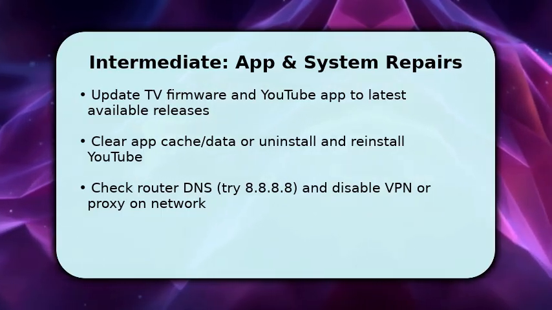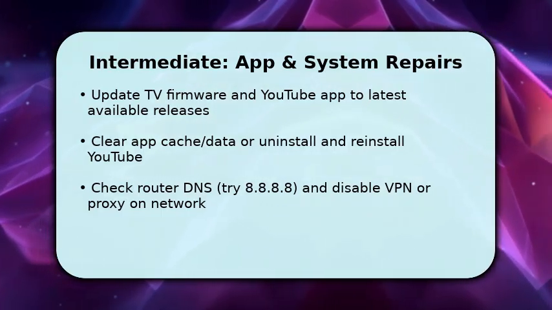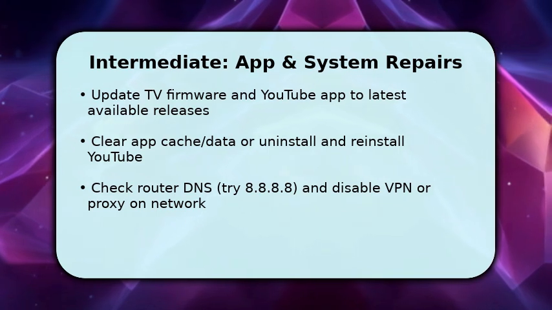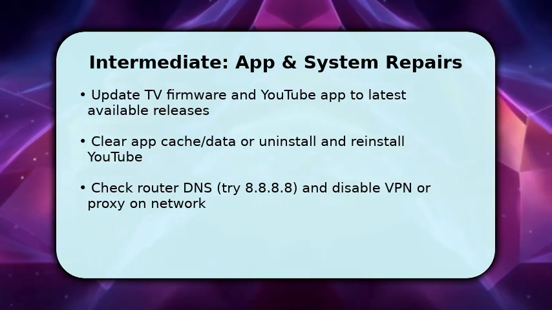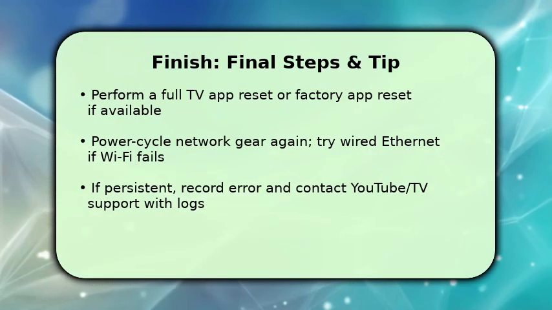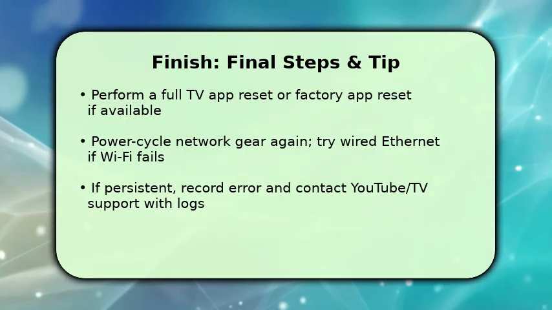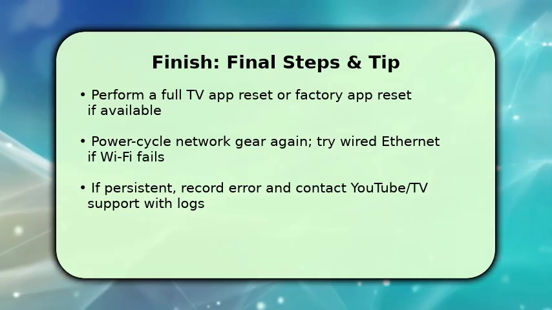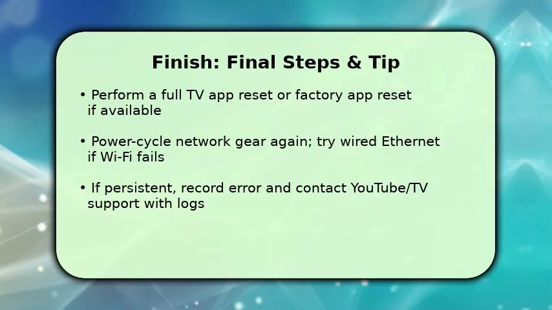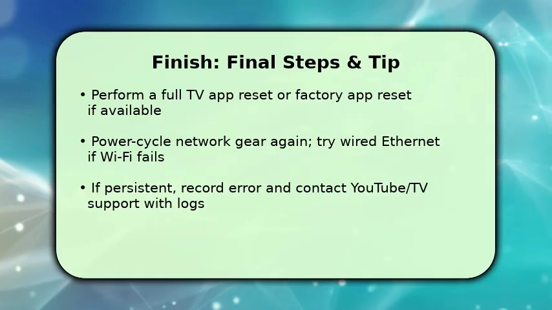To finish, use the TV's app reset option or perform a factory reset of apps only, preserving settings where possible. This removes deeper configuration faults. Make a final power cycle of modem, router, and TV, and if Wi-Fi remains unreliable, connect the TV via Ethernet to rule out wireless interference.